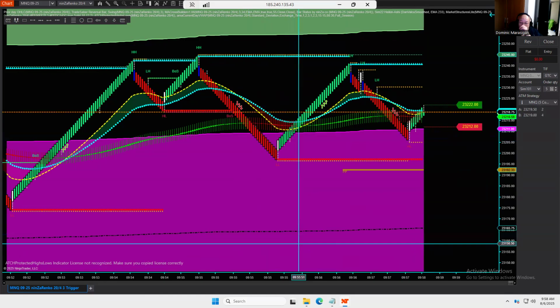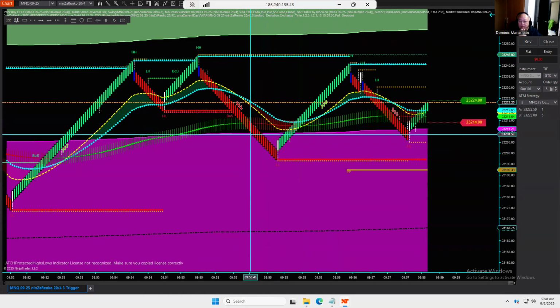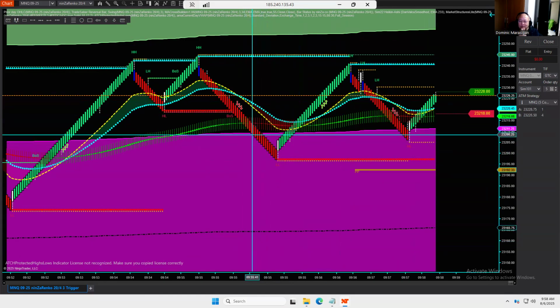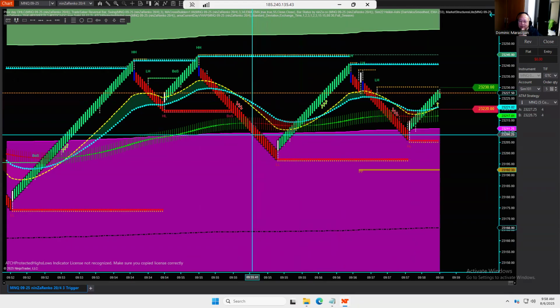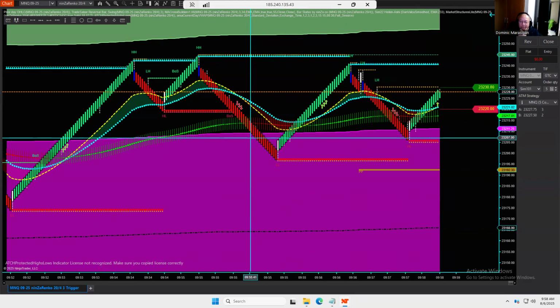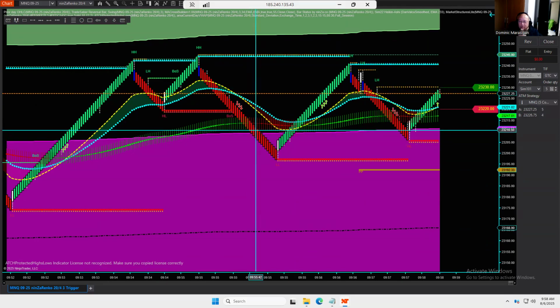But in this case, it just didn't quite make it. Now, he would have taken this trade. His stop would have been, he makes a big stop, but again, that would have been maybe how much of a loss? Maybe 200 or something on one contract.